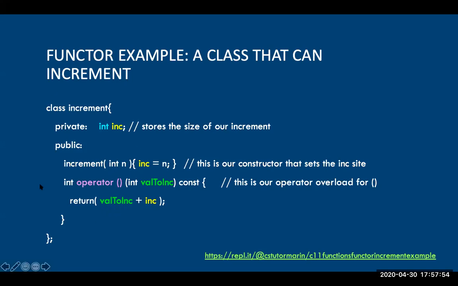But if some other instance of this class was constructed with an inc of -1, then that particular instance of the increment function is going to actually decrement. It'll be incrementing by -1, or decrementing by 1. So that's it, right? That's all we really need to create this concept of functors.